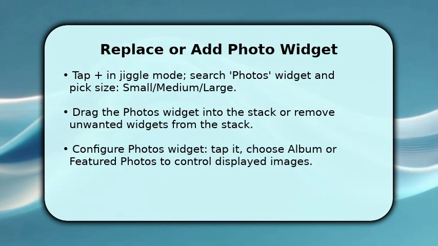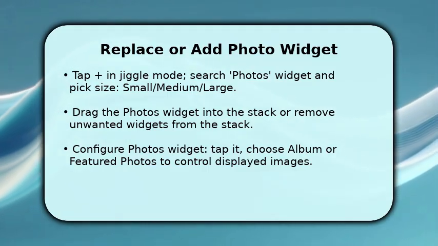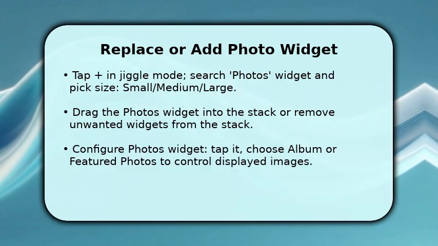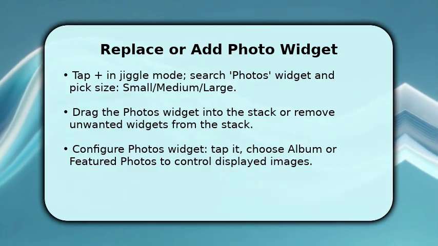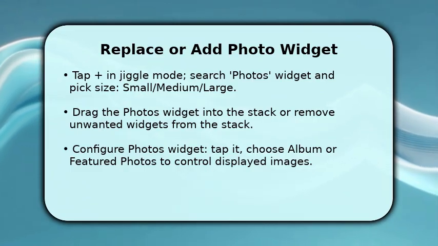Now replace or add the Photos widget to the stack. Tap the plus while still in jiggle mode and search for photos, then select the size you want. Drag that Photos widget into the stack spot or swipe to remove any widgets you don't want in the rotation.